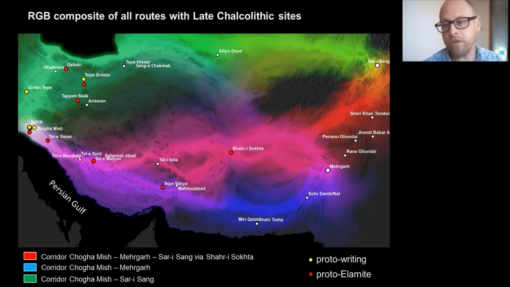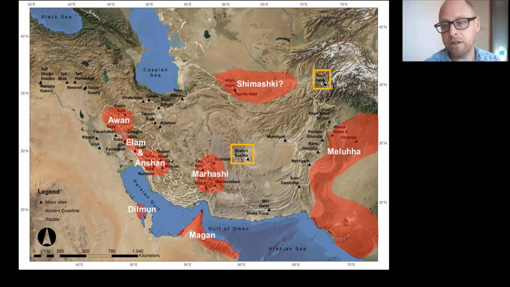Now, that's just a brief example of a case study from the Chalcolithic period. If we move forward into the 3rd millennium BC, we know that the Iranian Plateau was characterized by a number of different political entities that have names. The names are documented in Mesopotamian texts. We know of places like Elam and Anshan.